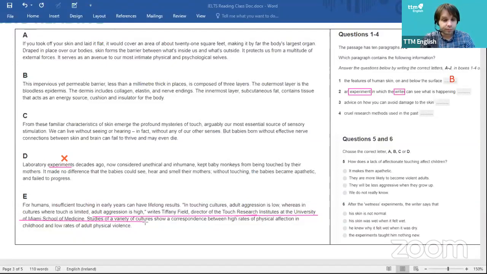Maybe I'm wrong. 5, 4, 3, 2, 1. What do we think? Yes or no?